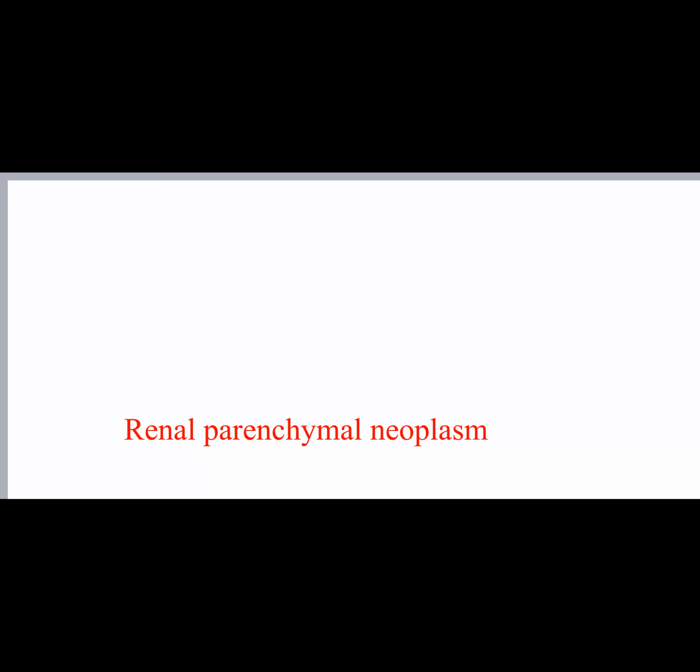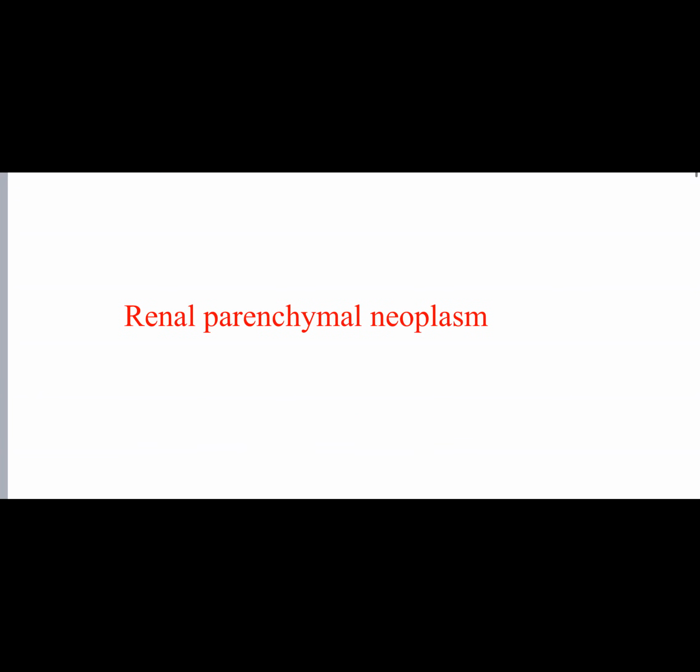Today we'll discuss renal parenchymal neoplasm. As you know, neoplasms are divided into benign and malignant tumors. So we'll divide the renal parenchymal tumors accordingly into papillary adenoma, oncocytoma, and angiomyolipoma. These are the benign tumors that involve the renal parenchyma. We'll start with the first one, which is the renal adenoma.